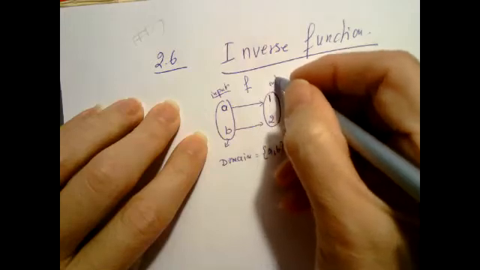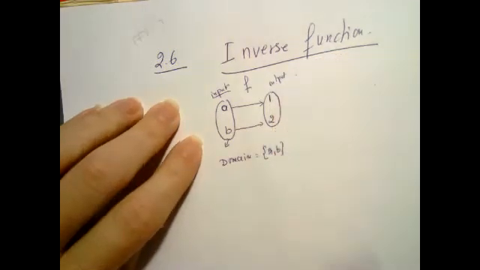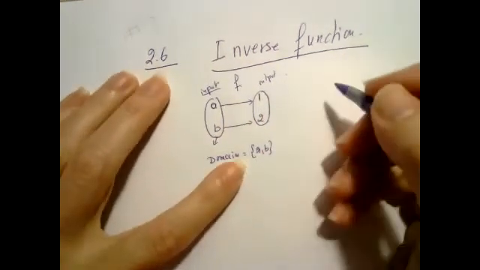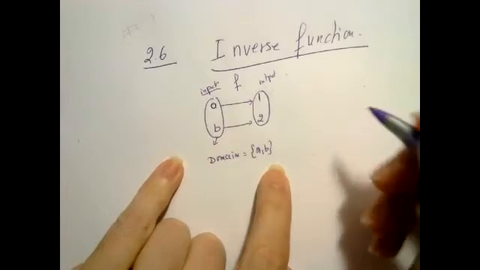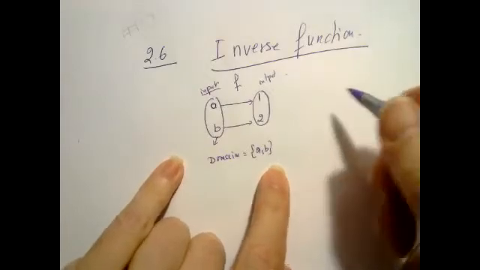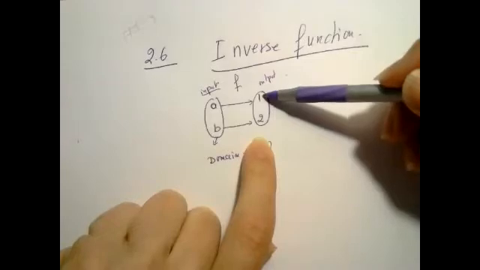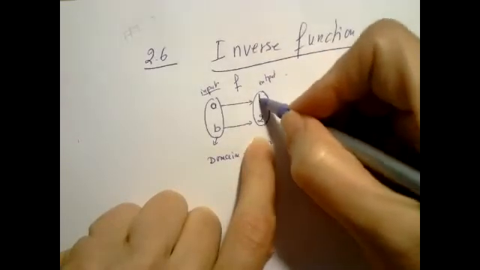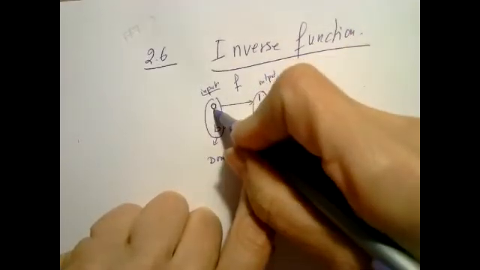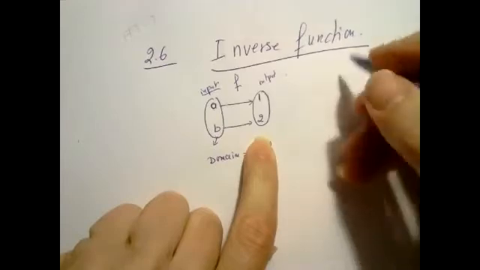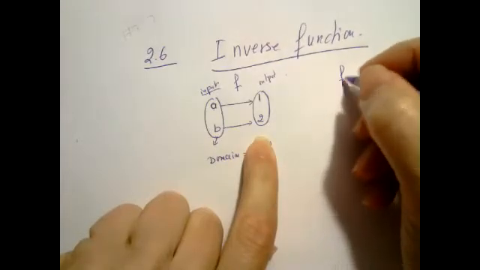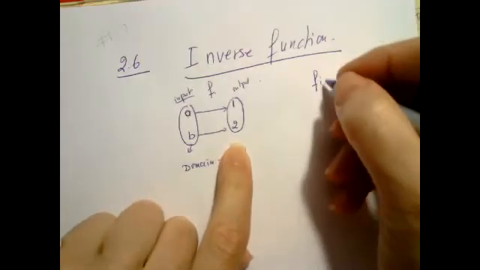And those are my output values. All right. What is f inverse? F inverse is a new function which does the following. It's going to take for input the output of f, and it's going to assign to them the input of f. So let us draw the picture. What is f inverse?